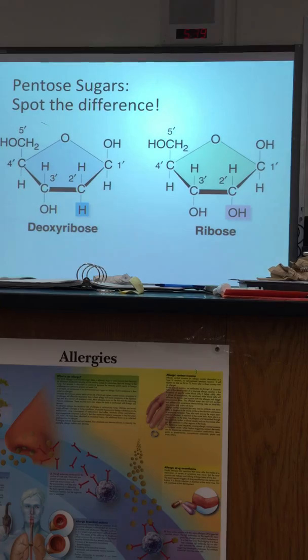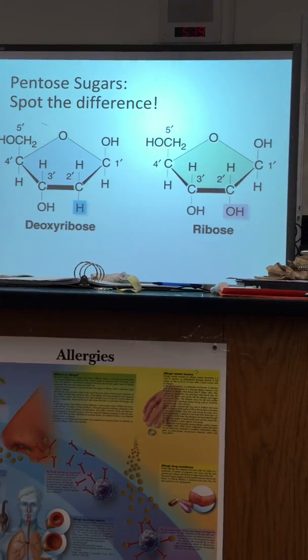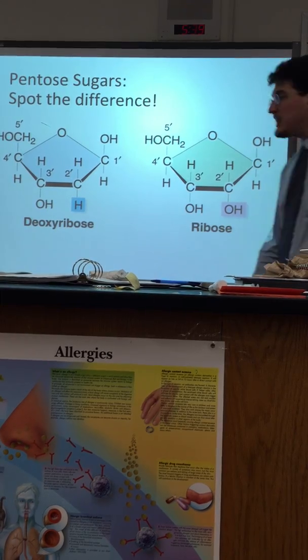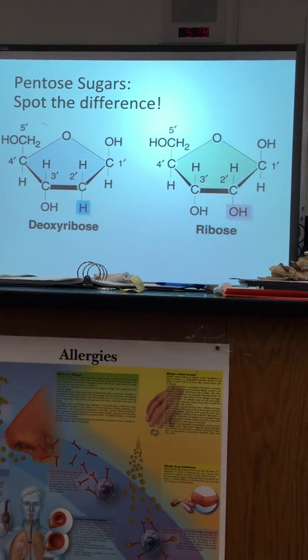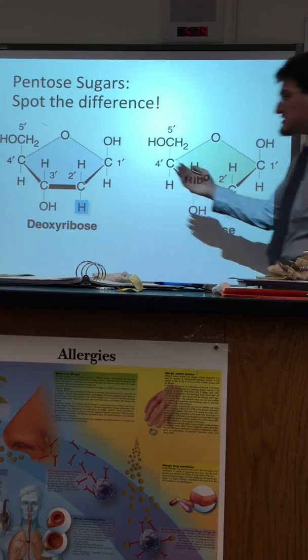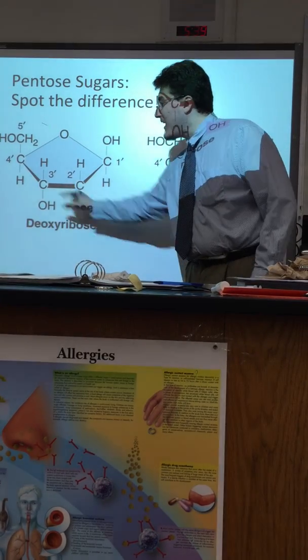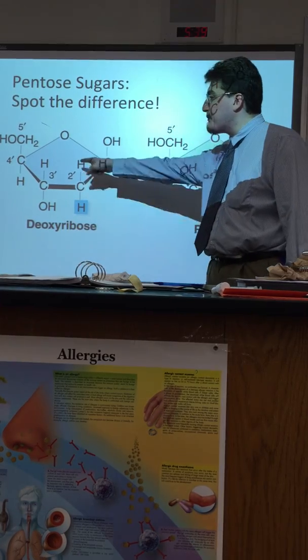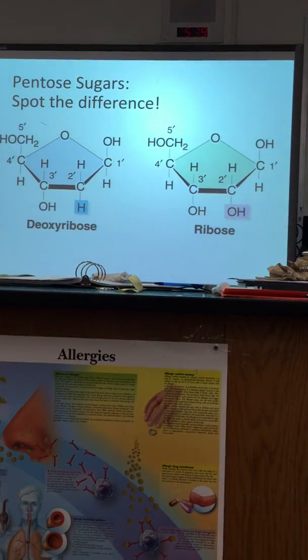For the difference between the pentose sugars, there's the difference. Deoxyribose has deoxy, one less oxygen. It is deoxygenated. There is one less oxygen at the 2' carbon.